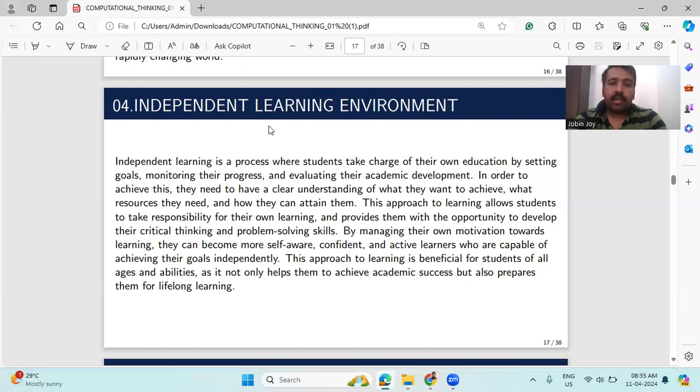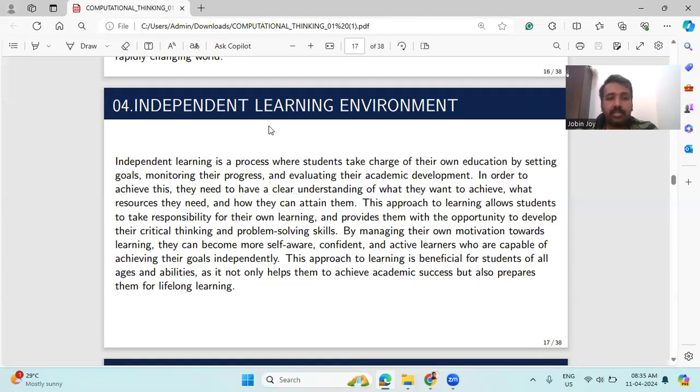This approach to learning allows students to take responsibility for their own learning and provides them with the opportunity to develop their critical thinking and problem solving skills. By managing their own motivation towards learning, they can become more self aware, confident, and active learners who are capable of achieving their goals independently. This approach is beneficial for students of all ages and abilities, as it not only helps them to achieve academic success but also prepares them for lifelong learning.